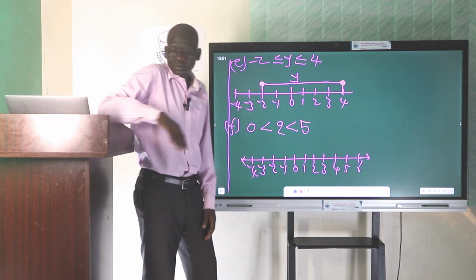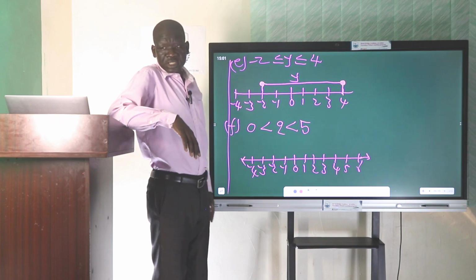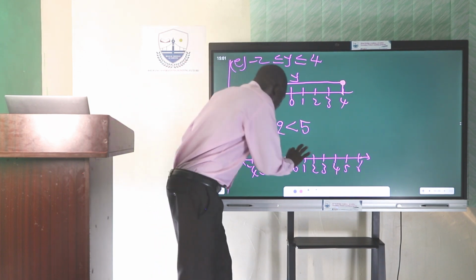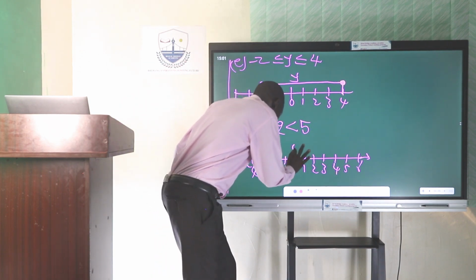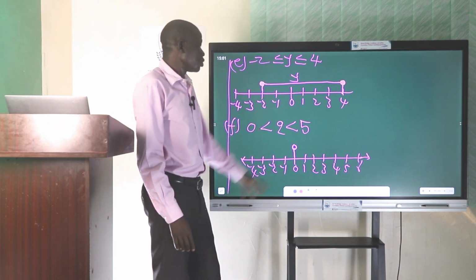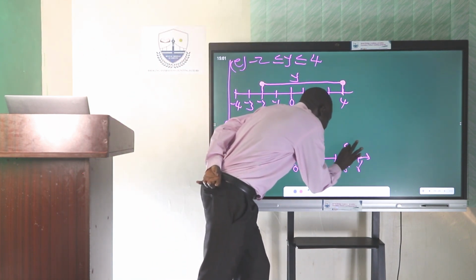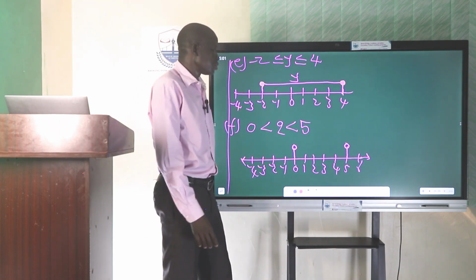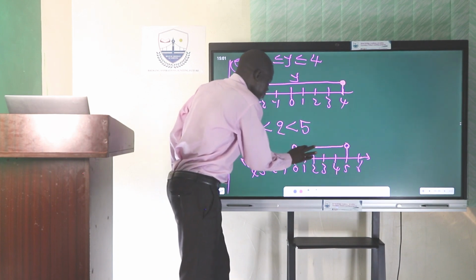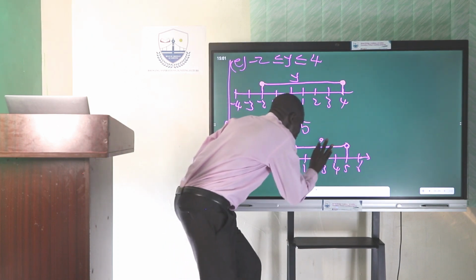Now we indicate the circles. You go to where 0 is, put an open circle, because of this sign that is less than. When you go to where 5 is, put also an open circle, because of this sign, which is less than. Then you join this to this one using a straight line, and then you write Q.